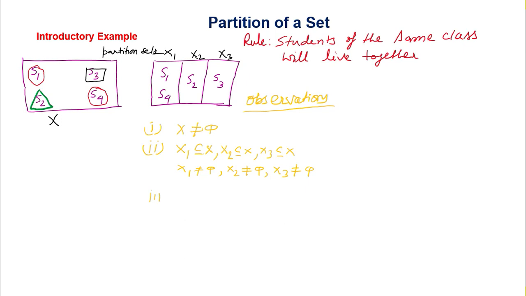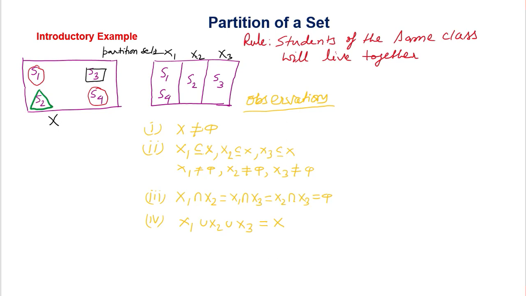The third observation which we have is X1 intersection X2. This is also equal to X1 intersection X3, and this is again equal to X2 intersection X3, and all are equal to phi. And the last one is that X1 union X2 union X3 is also equal to X. So these are the observations which we can have from this picture.